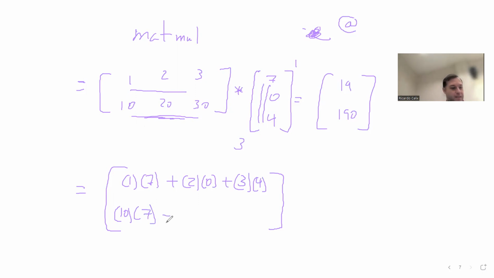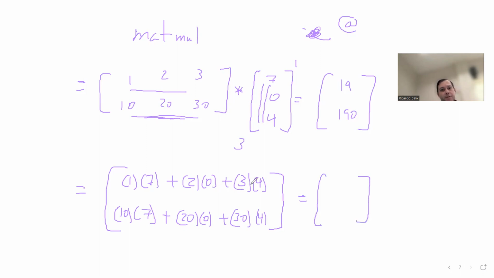7. Yeah, see, that's how it is. 20 times what? 0, right? So 20 times 0. And then the last one is going to be 30 times 4. Do you see that? So like this, like that. That helps you. The dimensions need to be appropriate. And then the result of this should be 19, right? So let's work it out.